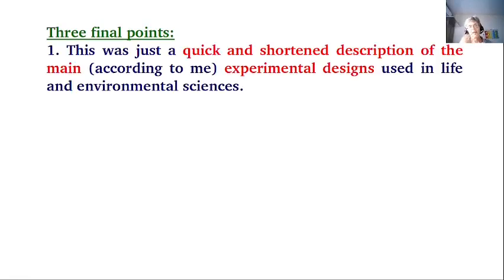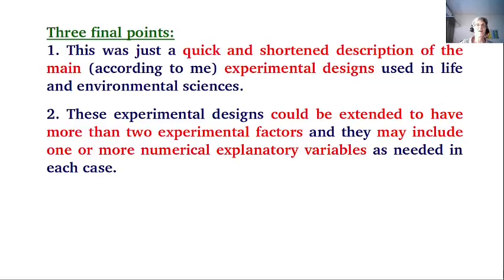First of all, this is a very quick and shortened description of the main, according to me, experimental designs used in the life and environmental sciences. By no means is this meant to say that these are the only experimental designs that exist. Second of all, these experimental designs were here explained using just 2 experimental factors. They could be extended to have more than 2 experimental factors, and they could include 1 or more numerical explanatory variables as needed in each case to control the effect of these confounding variables.